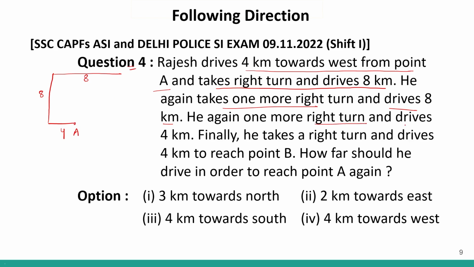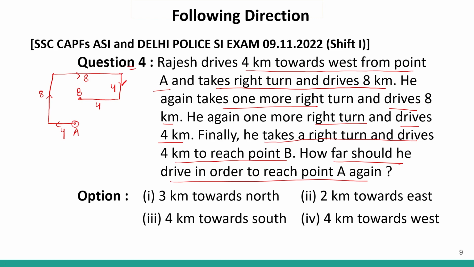Then one more right turn and drives 4 kilometers. So one more right will be this direction and 4 kilometers. So from here to here to here, and this is the final direction. Then he takes a right turn again and drives 4 kilometers to reach point B. So over here, again 4 kilometers to reach point B. How far should he drive in order to reach point A again?